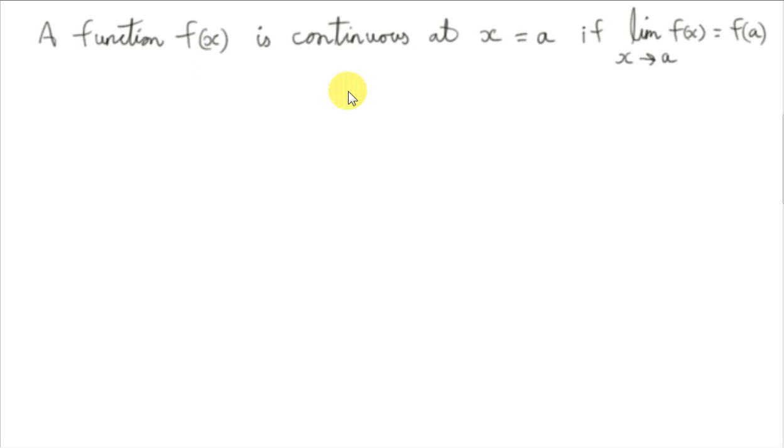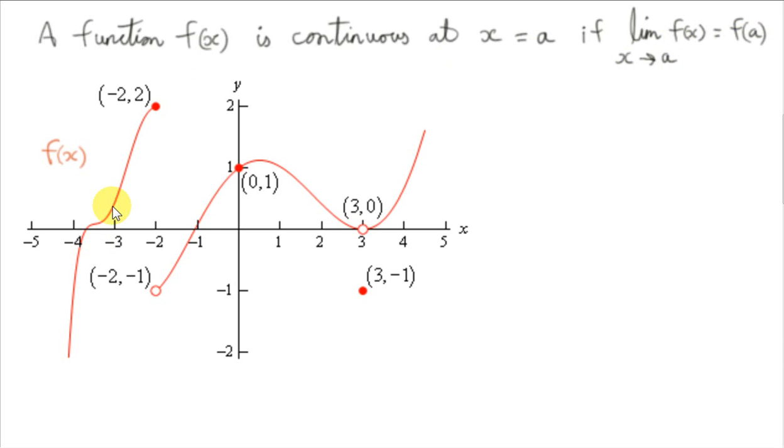A function f of x is continuous at x equals a if the limit as x tends towards a of f of x equals f of a. Let's suppose our function f of x looks like this. Now, again, we're dealing with single valued functions. That's the only type of function that we deal with.